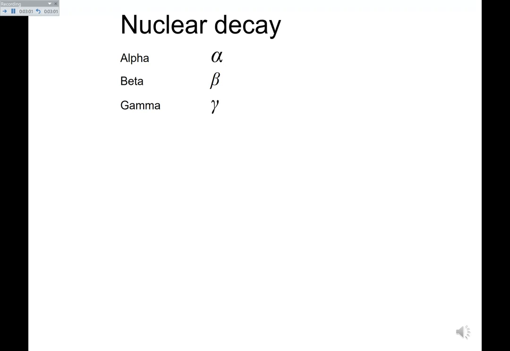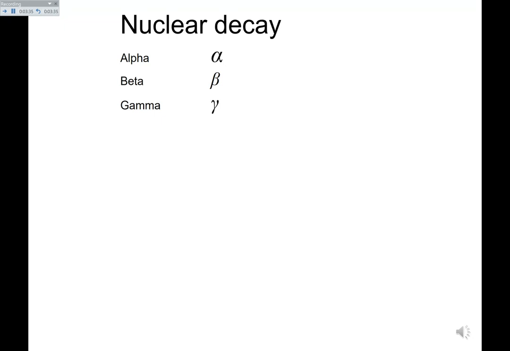Maybe they'll travel 20 or 30 centimeters in air. So to stop a beta particle, you need something a bit more substantial. People generally say a few millimeters of aluminium. Beta particle tracks in a bubble chamber are wispy because the ionization isn't very great. They're also crooked because the beta particles are light and get knocked around. And the most important thing about beta particles we will come on to look at later.